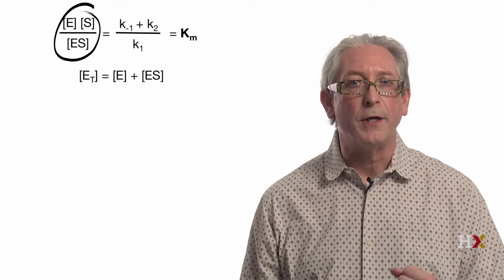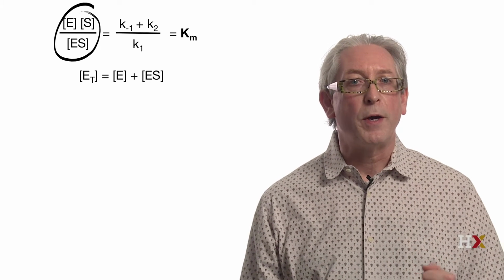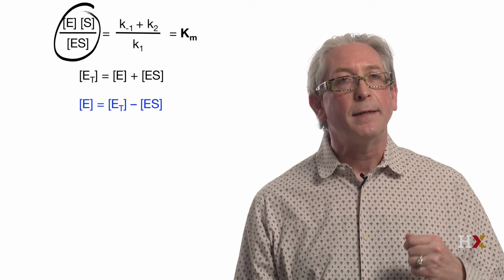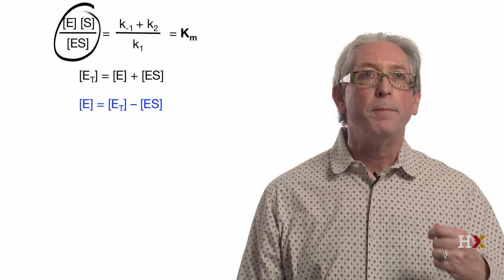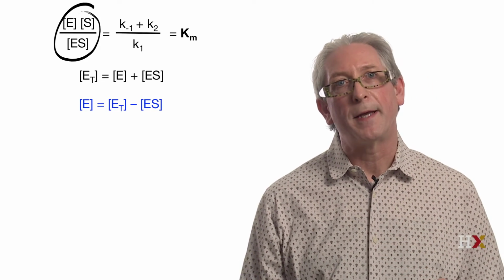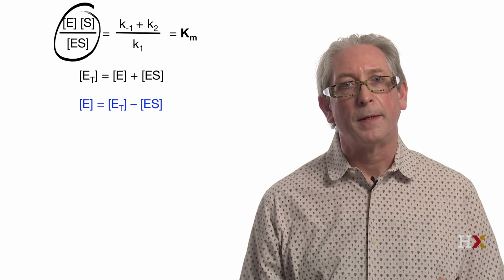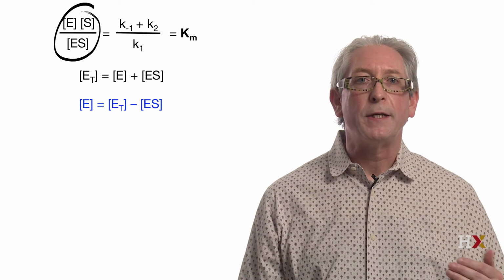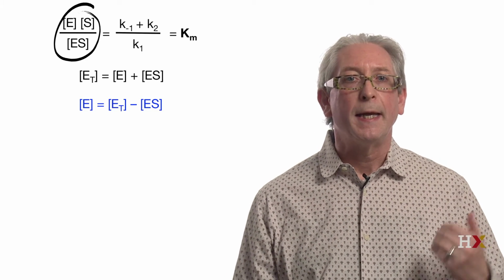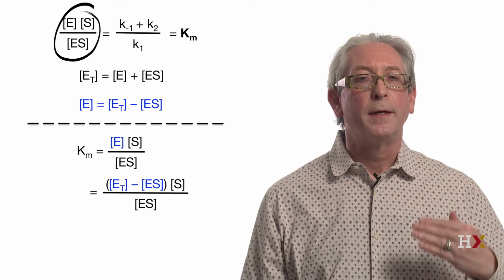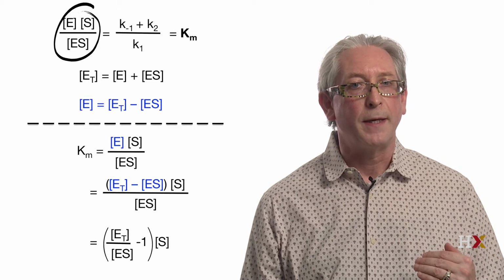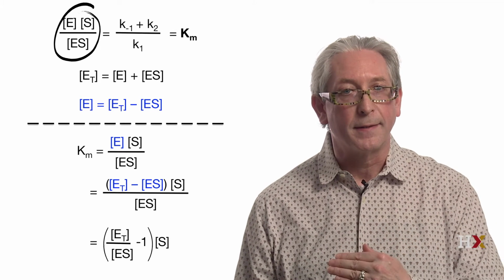So we have a new equation, and in our equation for Km, we can replace E, the concentration of free enzyme, by the concentration of total enzyme minus the concentration of enzyme substrate complex. If we do that and rearrange the equation, what we will get is Km equals the concentration of total enzyme divided by the concentration of enzyme substrate, minus 1, times S.